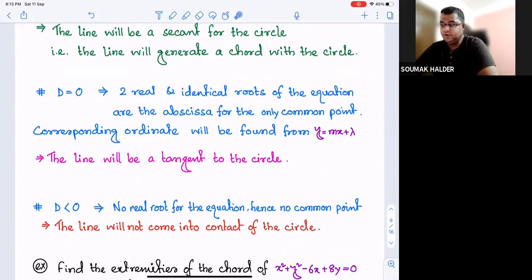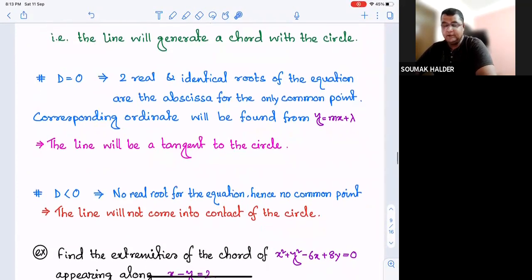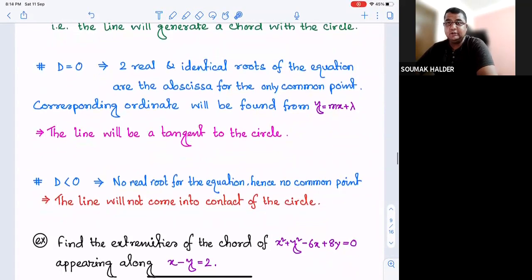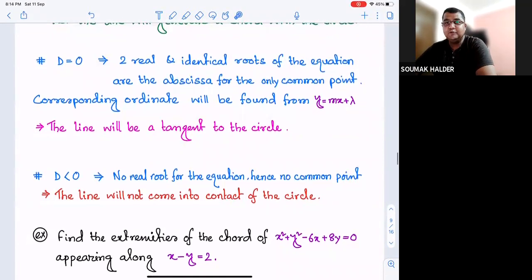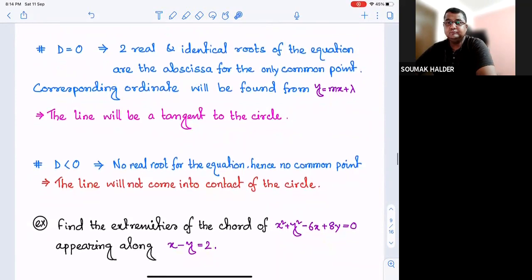Now, on the basis of this discussion, let us try to identify a solution for this question. It is asking us for the extremities of the chord of x square plus y square minus 6x plus 8y is equal to 0, appearing along x minus y is equal to 2.